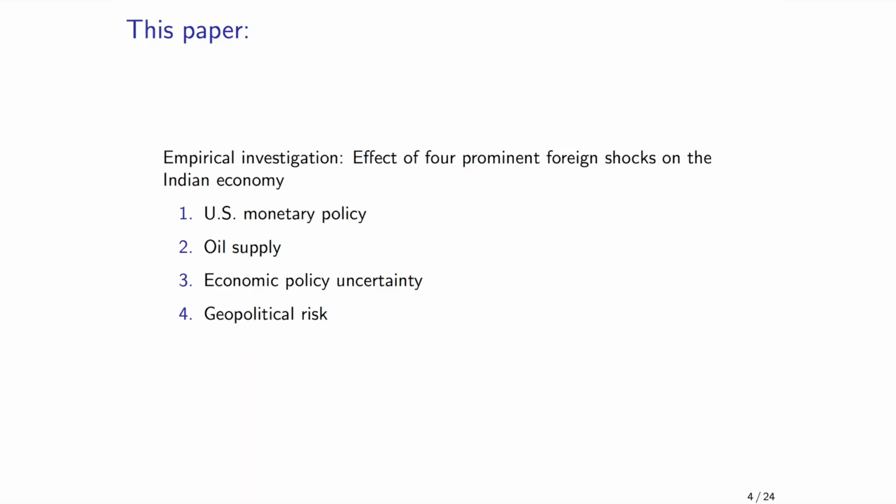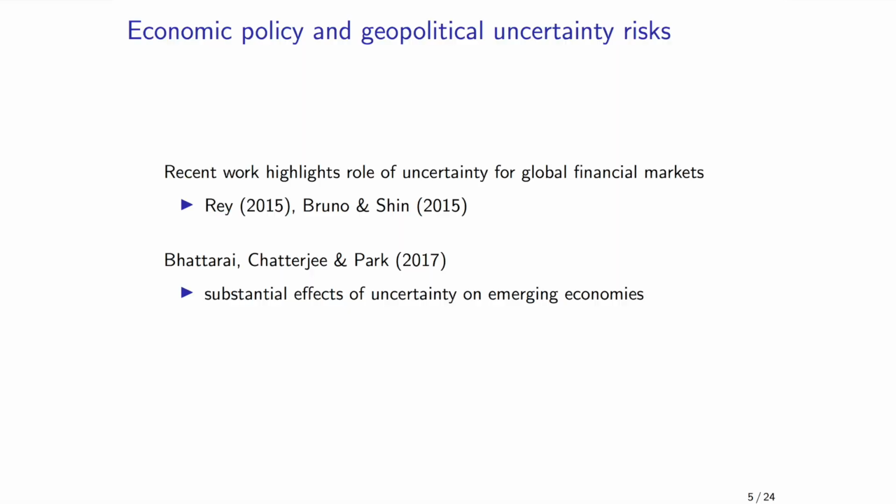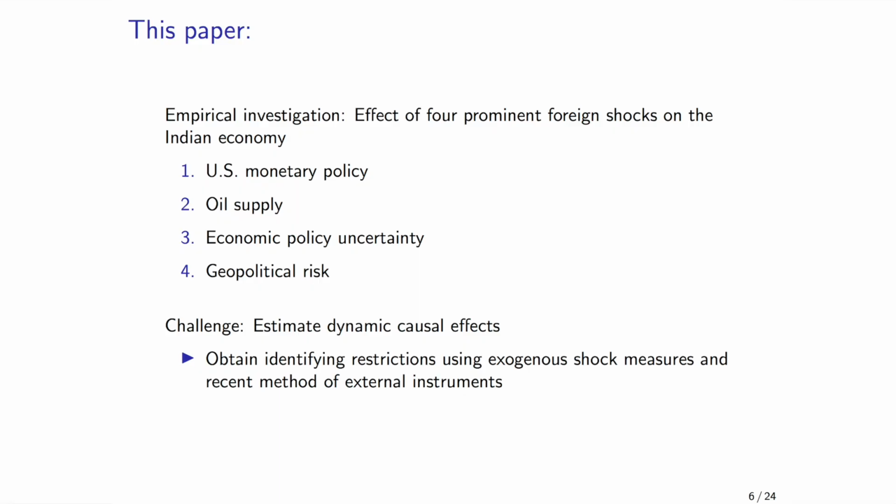And then the third and fourth measures have to do with this uncertainty or risk aspect. And as the CEA just mentioned, something that they've even talked about recently is this economic policy uncertainty. So we're going to look at both economic policy uncertainty and geopolitical risk. And as further motivation, there's been recent work that showed that these uncertainty effects are quite important for global financial markets. Okay. And there's also some recent work specifically looking at emerging economies, where India is one of those countries included in that study, that shows that these uncertainty effects can be quite substantial for emerging economies. Okay, so these 4 shocks are going to make up the study today.